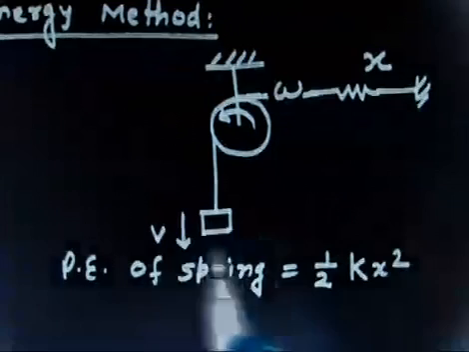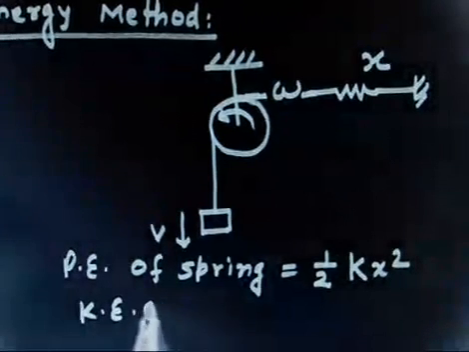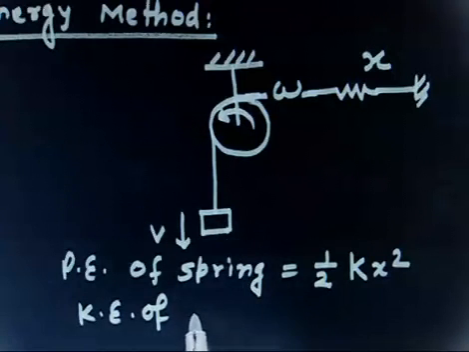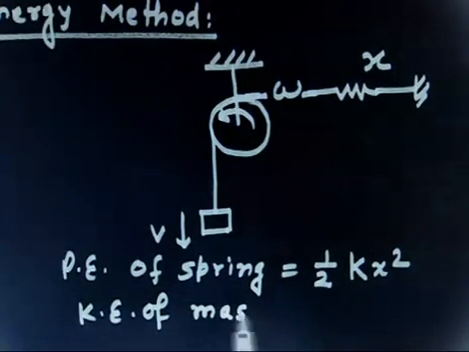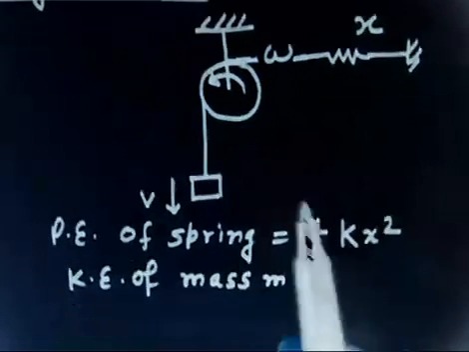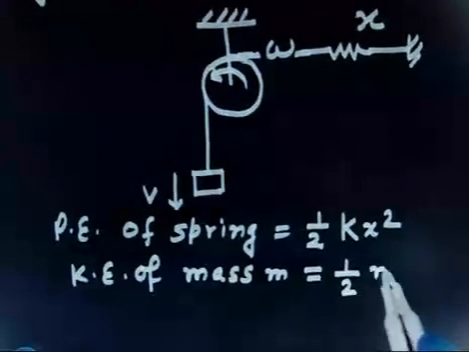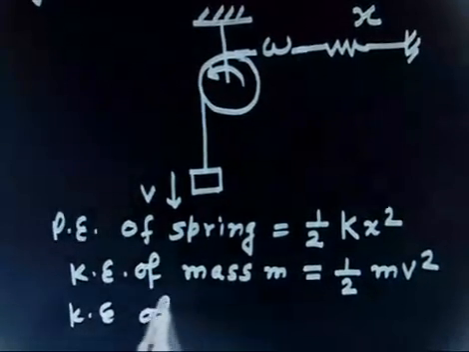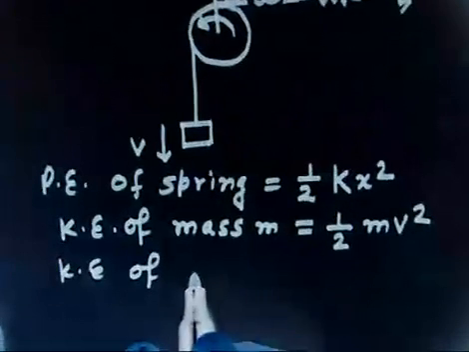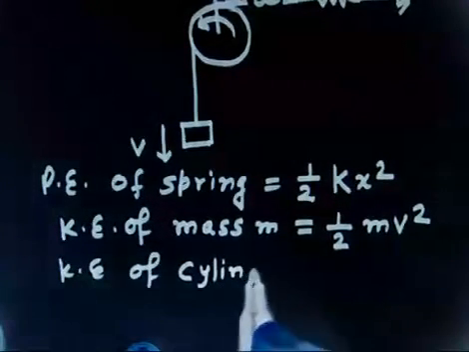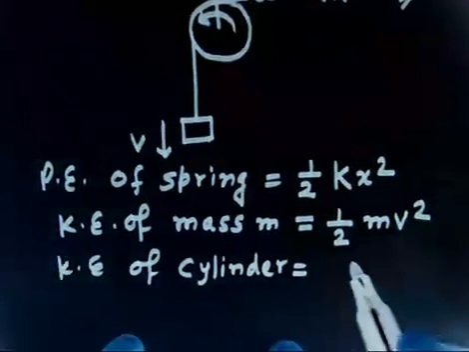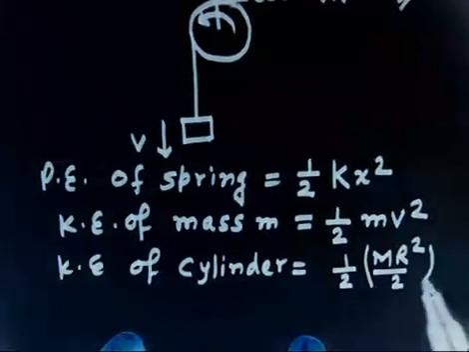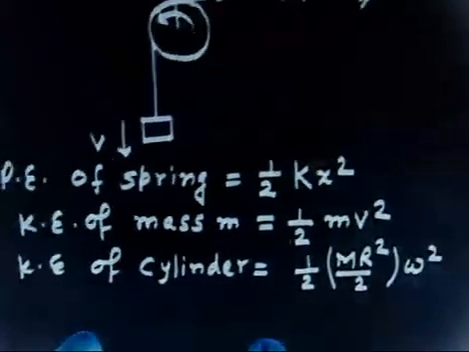What is the kinetic energy of this mass? Kinetic energy of mass small m, and I said this moves with velocity v, so this is half m v square. Now I have to write the kinetic energy of the disk, or kinetic energy of the cylinder if you have a solid cylinder. Now this is rotating, so I can write half I, that is mr square by 2, half I omega square. So this is the kinetic energy of the disk.